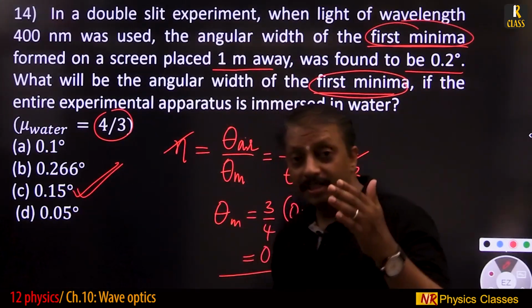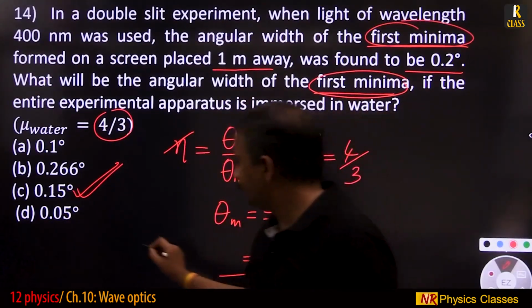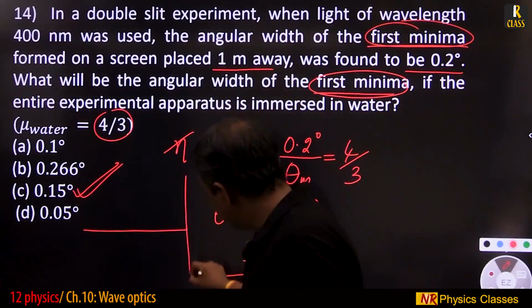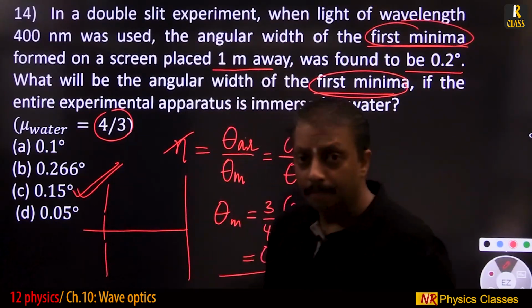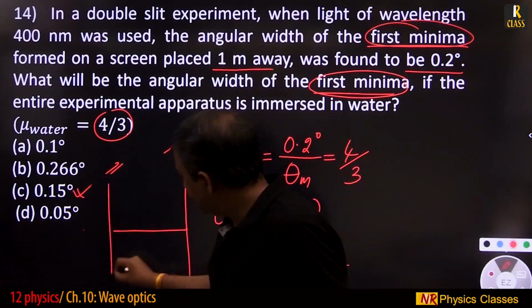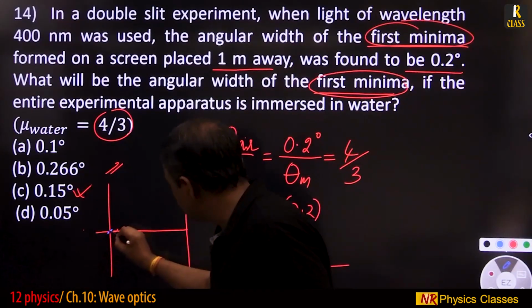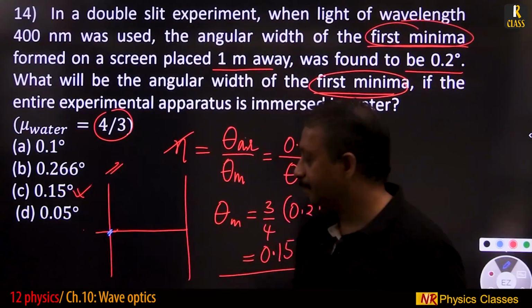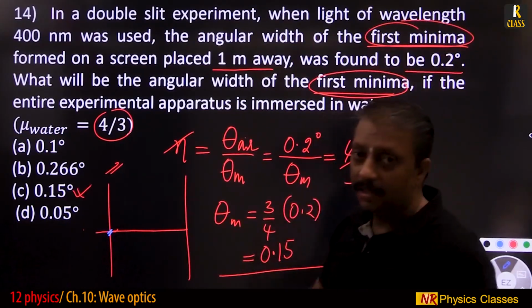The angular position decreases. What is the meaning of angular position? This is the screen. Here are 2 slits, but slits are very close to each other. So let me use this diagram. There are 2 slits very close to each other. First slit, second slit. At an angle of 0.2 degree, first minima is formed.